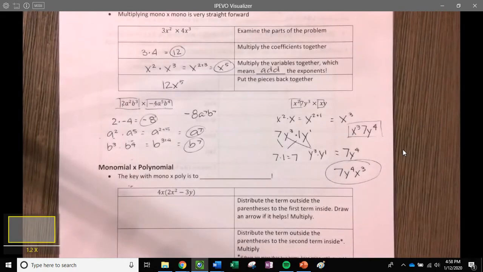All right, so that's monomial times monomial. We'll do a lot of practice of that in class, but like I said, pretty straightforward.